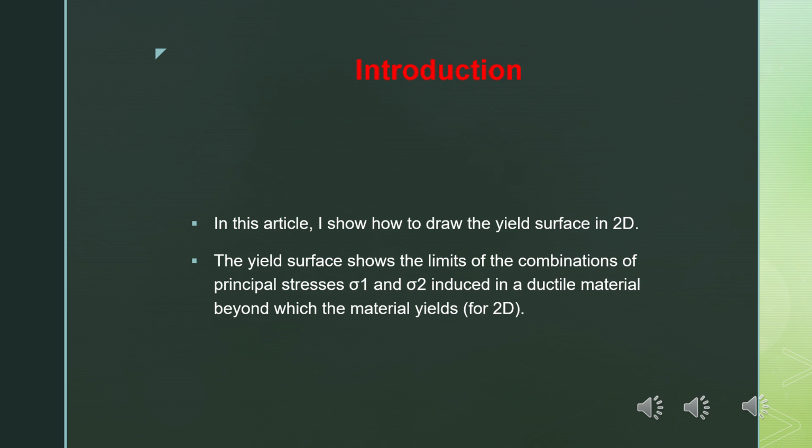In the majority of mechanical engineering structural applications, yielding is counted as failure. So if we want the structure not to yield, then we have to keep the stress state within the yield surface.